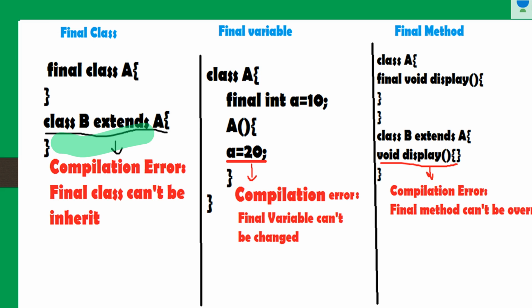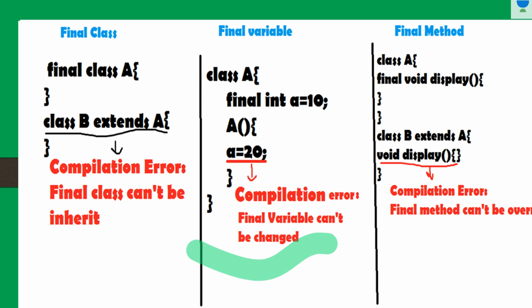Now here I have used a final keyword with the variable which is having 10 value, and inside the constructor of this class I am trying to change the value of a to 20. Now it will also give us compilation error that final variable can't be changed.